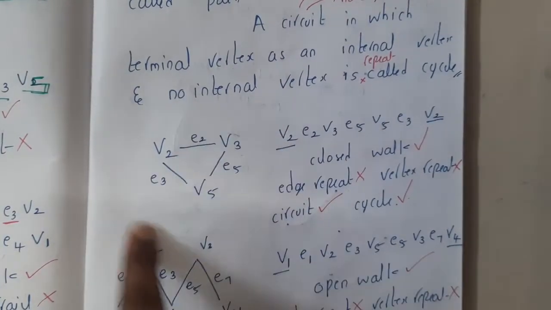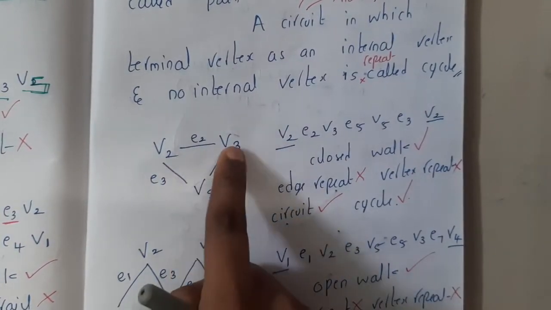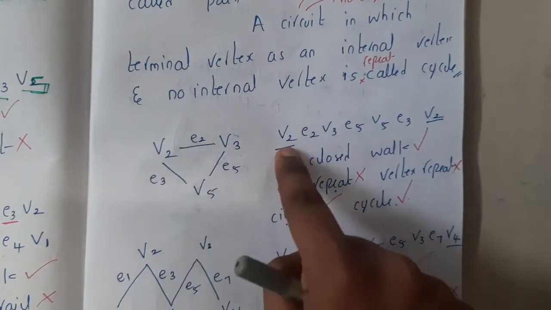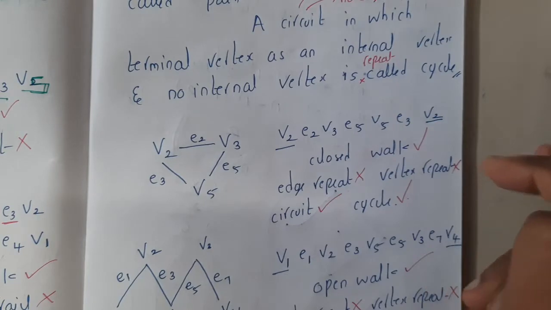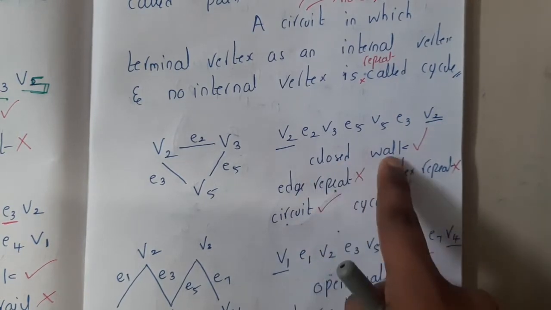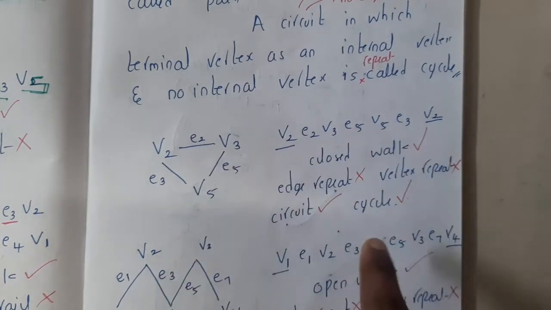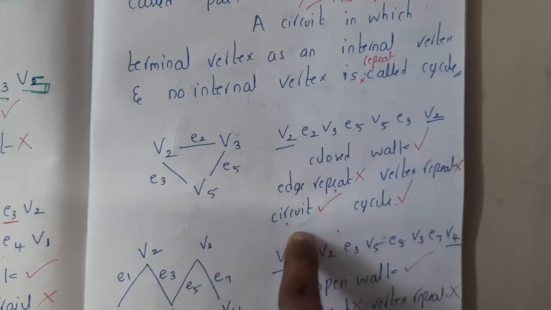Basically this is the diagram given: V2, E2, V3, E5, V5, E3, V2. So it is circular. It started and ended at the same vertex, with vertex-edge pairs ending in a vertex. That is a closed walk. Is there any edge repeated? No. Is there any vertex repeated? No. Hence, first of all, it becomes a circuit, then it becomes a cycle.